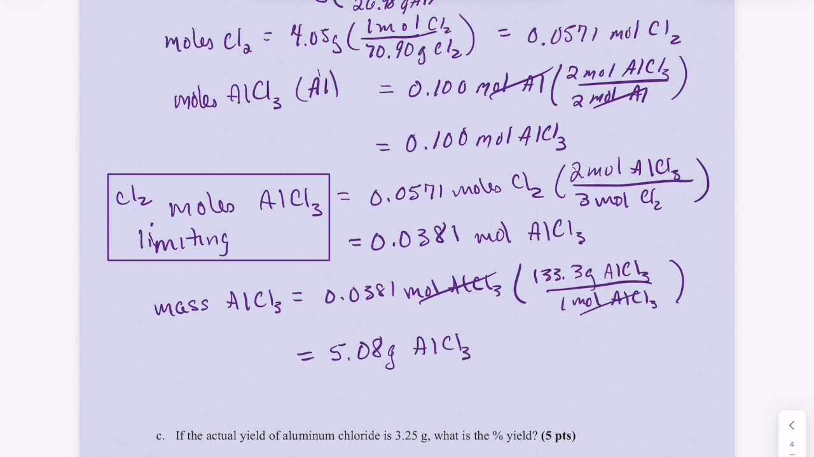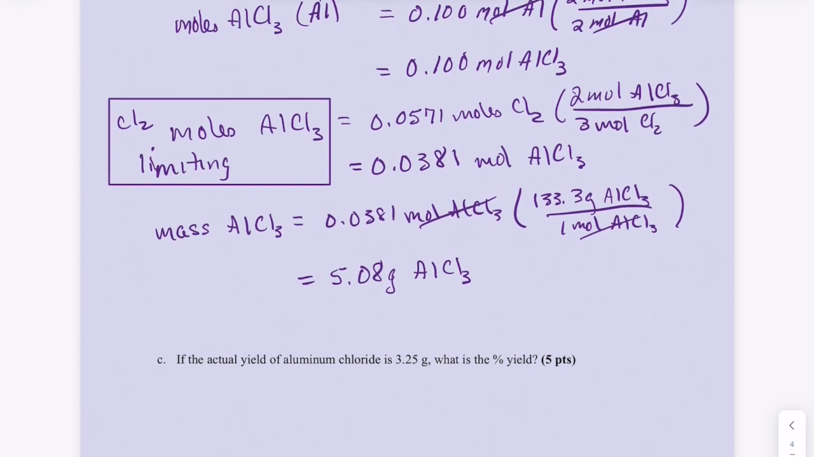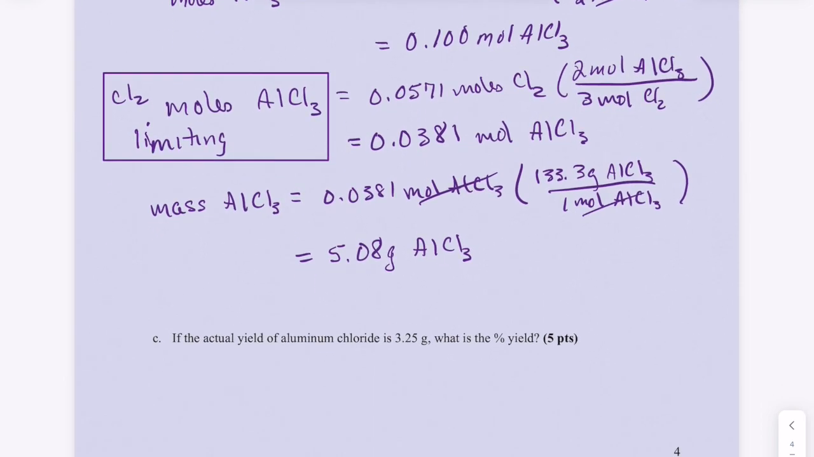All right, so there we have it. The diatomic chlorine is our limiting reactant, and using the mass of the diatomic chlorine that we're given, 4.05 grams, calculating moles, we can figure out the moles of aluminum chloride and then the mass of the aluminum chloride. All right, now finally we need to calculate the percent yield from this.